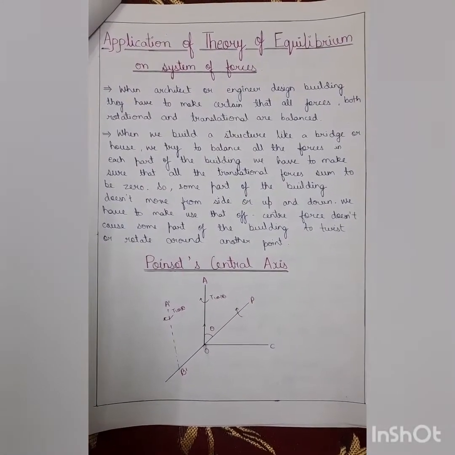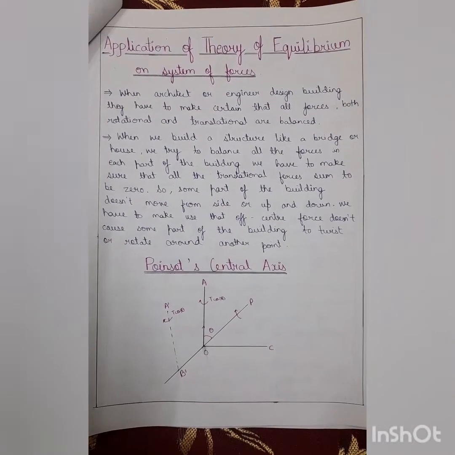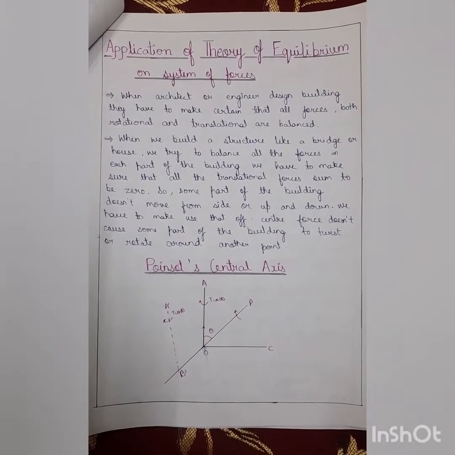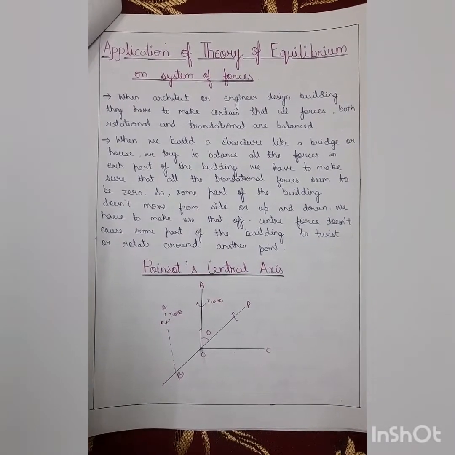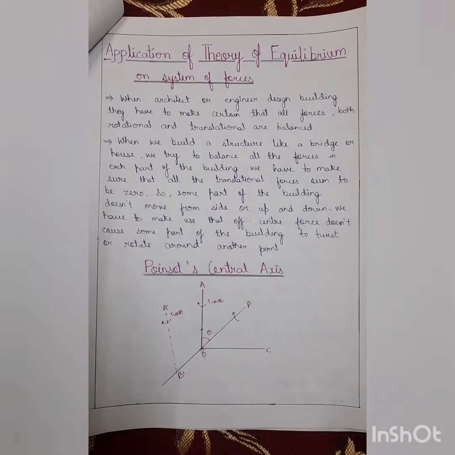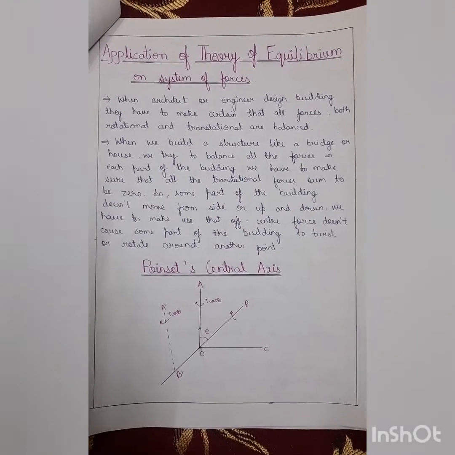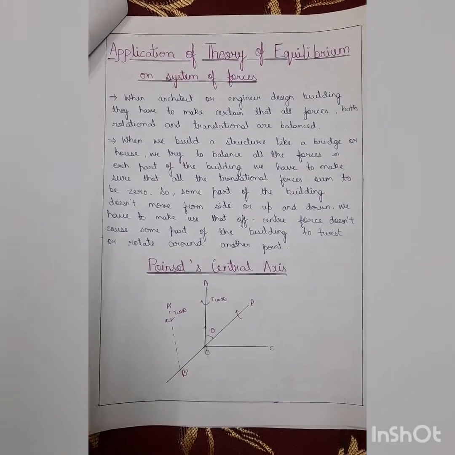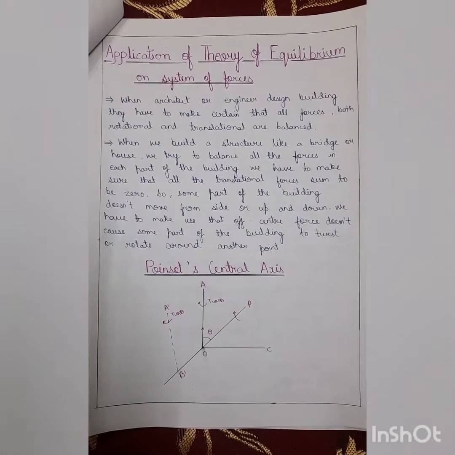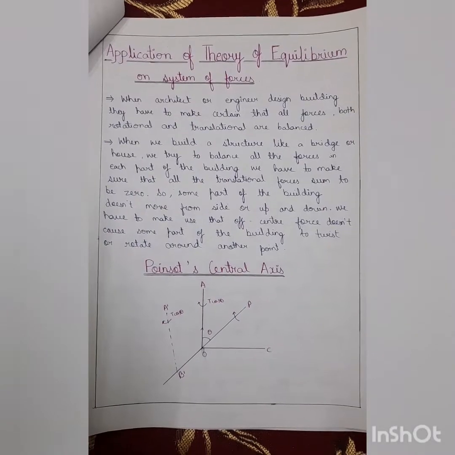Now, the third topic is application of the theory of equilibrium of a system of forces. When an architect or engineer designs a building, they have to make certain that all forces, both rotational and translational, are balanced. When we build a structure like a bridge or a house, we try to balance all the forces in each part of the building. We have to make sure that all the translational forces sum to 0, so some part of the building doesn't move from side to side or up and down.